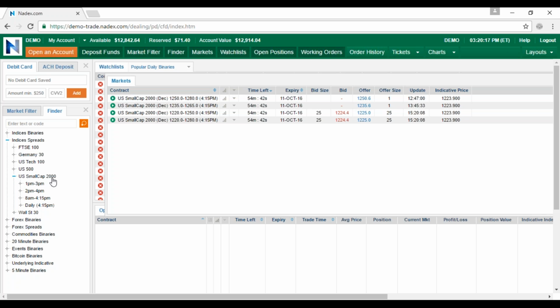Look here under the small caps. There was a spread that opened up at 1 p.m., expired at 3 p.m. There's one that opened at 2 p.m. and went to 4 p.m. There's other spreads that went from 8 a.m. until 4:15. And these daily spreads opened up last night at 6 o'clock and go till 4:15. There's all kinds of different spreads to choose from, with all kinds of different floors and ceilings.